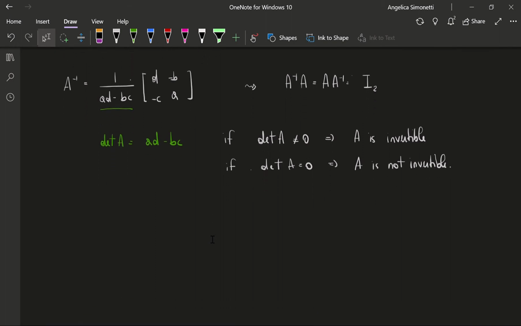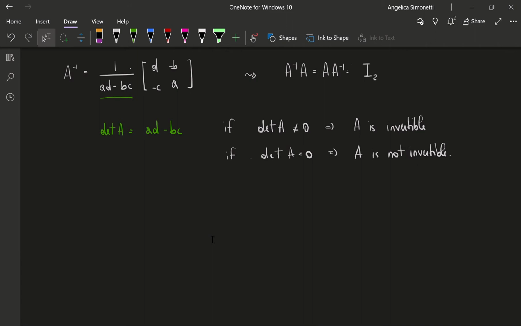And why is that? One easy answer is, because if the determinant of A is equal to 0, we are in trouble with this formula, right? We cannot apply the formula because we have to divide by the determinant. And if it's 0, we cannot divide by 0. That's a very well-known rule in mathematics, so we're in trouble. But there's a more intrinsic reason, and it's the following.